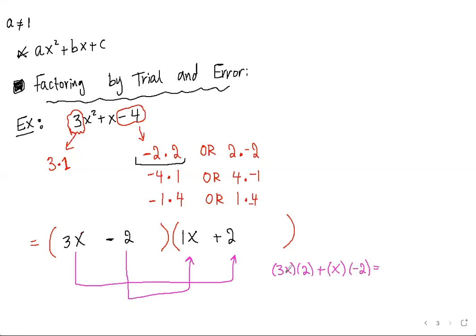What is the answer? 3x times 2 is 6x. x times -2 is -2x. And the answer is 4x. It is not the middle one here, it is not x. So my choice for this one is wrong. It's not going to work. Make sense? Because the answer is not 1x. So my choice of -2 and 2 is not going to work. So I remove it. Make sense?